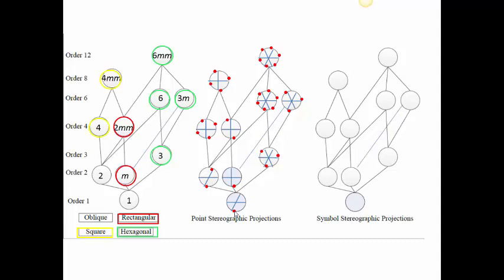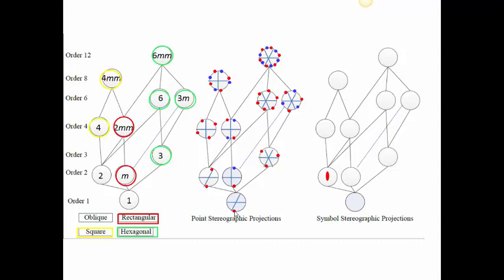Now we go to the mirror. When we have a mirror, we have a change of handedness. We indicate that by changing to blue. And 2MM, of course, is also going to have mirrors, and 4MM has mirrors. And now we can put them in for the rest of the hexagonals. Now we're done with the point stereographic projections.